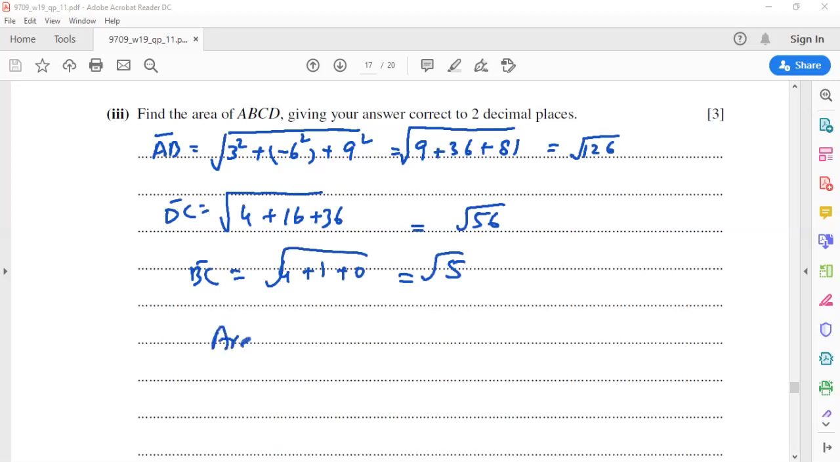So area is half the sum of parallel sides, which are these two, root 126 plus root 56, and multiply by square root 5. And you simplify this to get the value. This gives us 20.91.